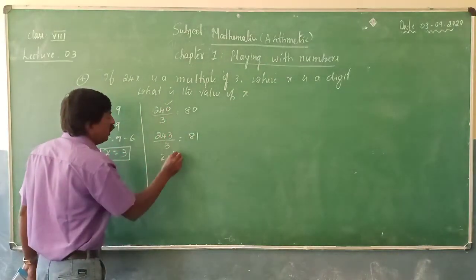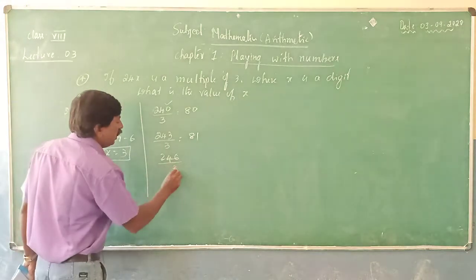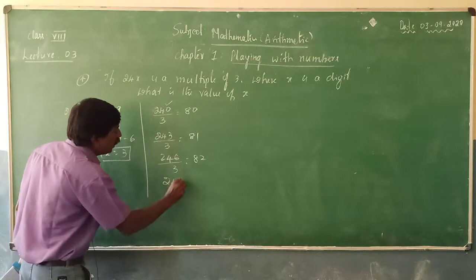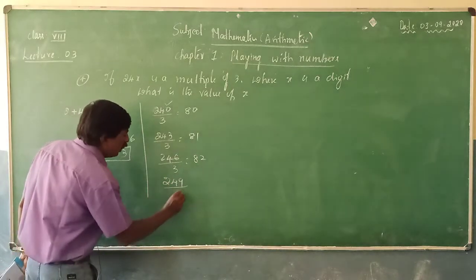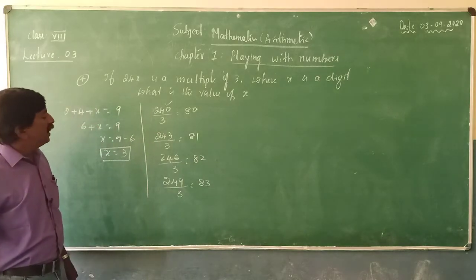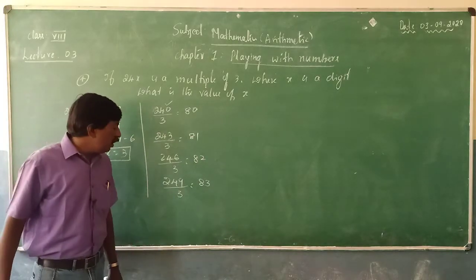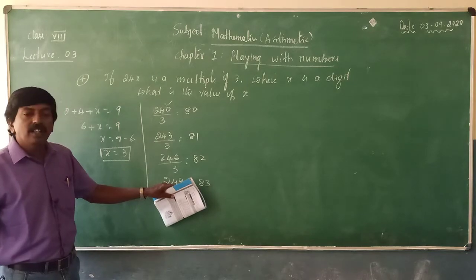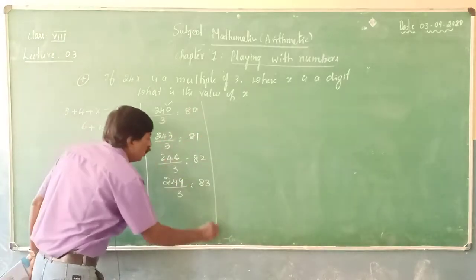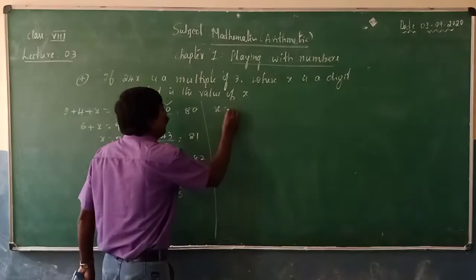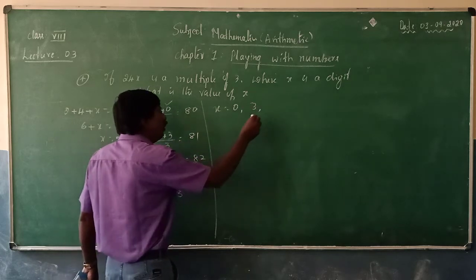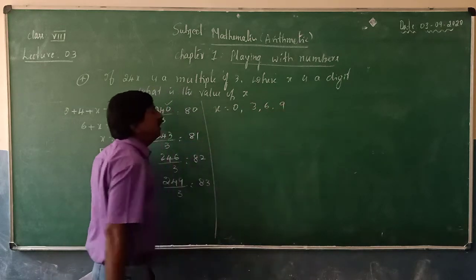So instead of 3 here you can take 6. Divide by 3, 3 8s are 24, 3 2s are 6. Even you can say 249, multiples of 3, divided by 3, it is 3 8s are 24, 3 3s are 9. More than that, if you take a bigger number, that is not a single-digit unit place number. Therefore, x may be 0 or 3 or 6 or 9.